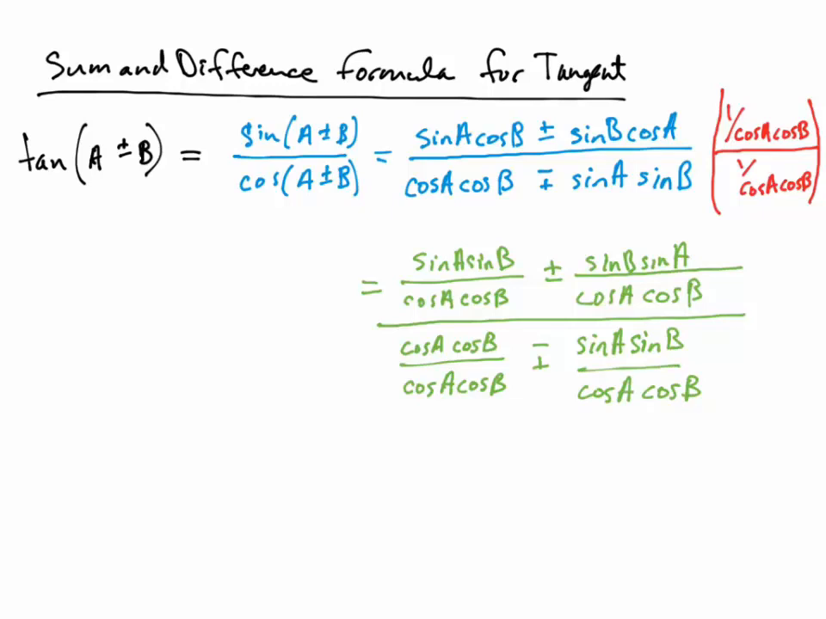Now, this might seem a little contrived, but the reason we do this is that many of these fractions are going to simplify. So sine A sine B over cosine A cosine B, well, this right here is tangent of A, and then this sine B should cancel. I made a slight mistake here. This should be cosine B in here. So let me fix that. Okay, so cosine B over cosine B, well, that just cancels.